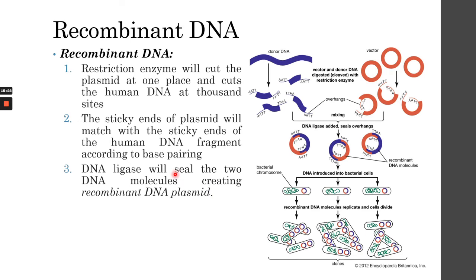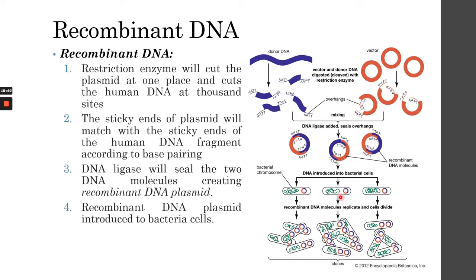What we're going to do next is introduce this recombinant DNA back into the bacterial cells. If the conditions are right, the bacteria will actually accept this plasmid. Sometimes it will reject it. And then we just have to find the correct bacteria under certain correct conditions.